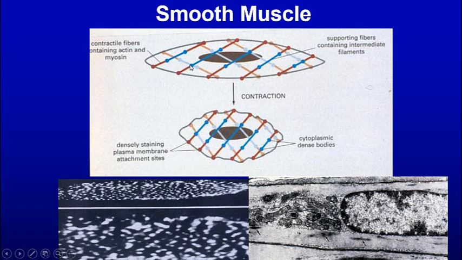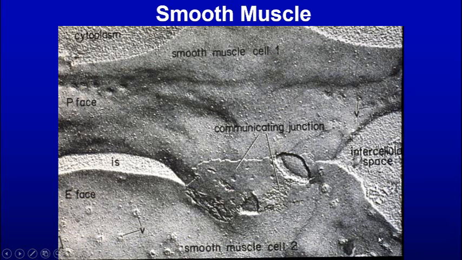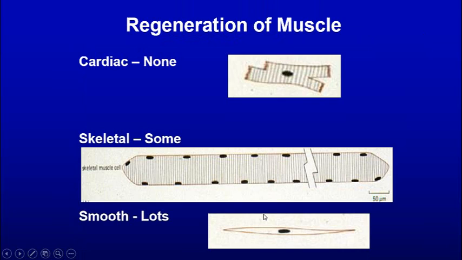And where these filaments attach to one another, sometimes on the cell surface, sometimes intermediate, that makes these structures that we see, these dark structures, some on the plasma membrane, some inside the cell. These are the dense bodies or the fusiform densities that are characteristic of smooth muscle. Smooth muscle also has gap junctions to communicate between the cells.